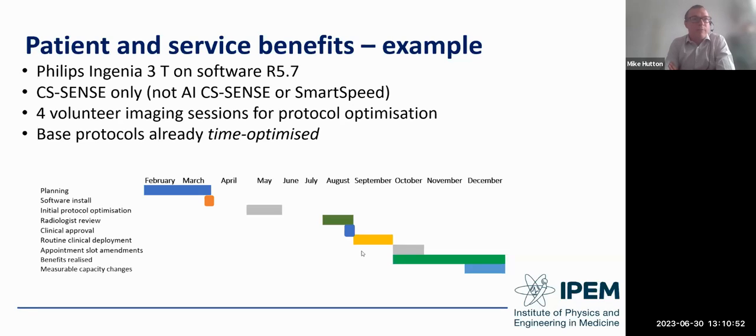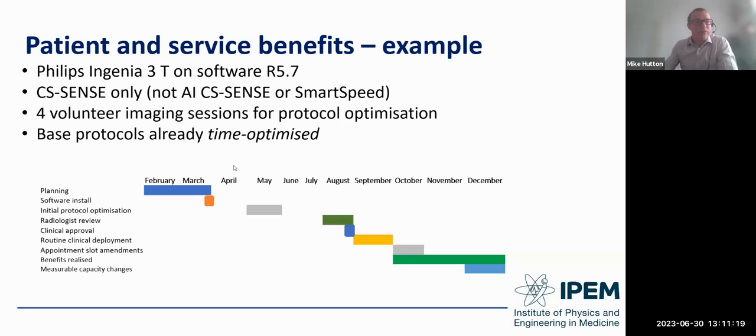In this department, on the scanner, the base protocols were already time optimized, so they're already quite lean, no wiggle room really, and not that much that could be shaved off them. Definitely no time wasted. So we could accelerate them, but there wasn't simple stuff we could do. I guess that's the point I'm trying to make, that would reduce acquisition times.